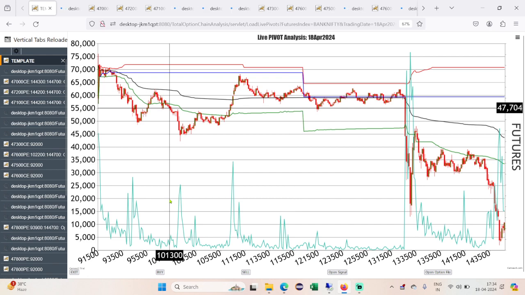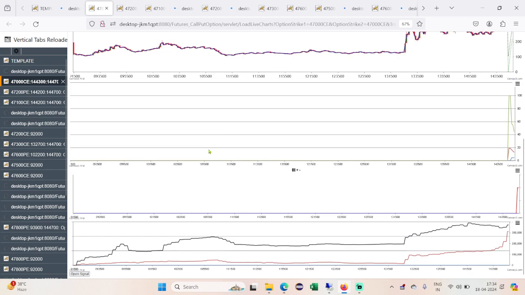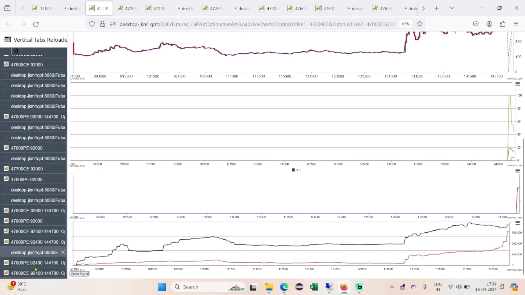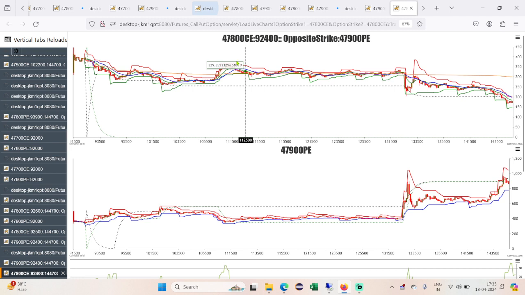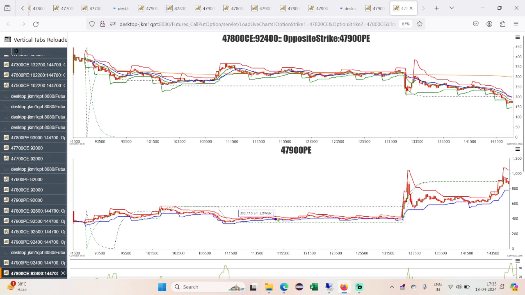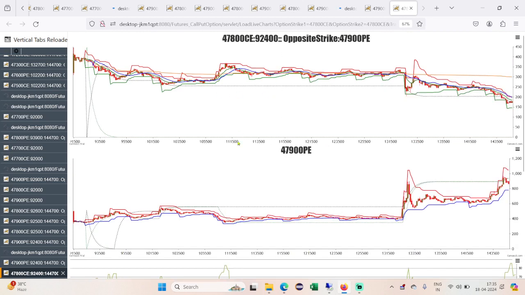Now as I said, these are the option strikes that are open. The charts start opening at 9:24. The above chart here is the 47,800 CE option strike chart, and the below is the option strike chart of 47,900 PE. There are various lines displayed on every chart. I'll explain each line in detail, but before that, let's see what signals have been generated.